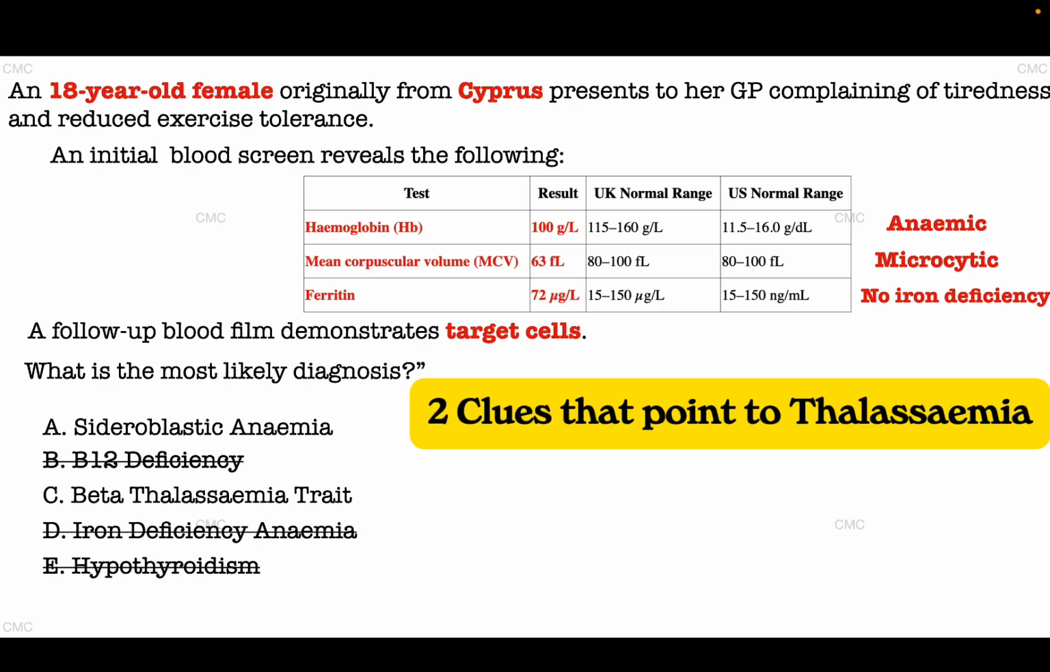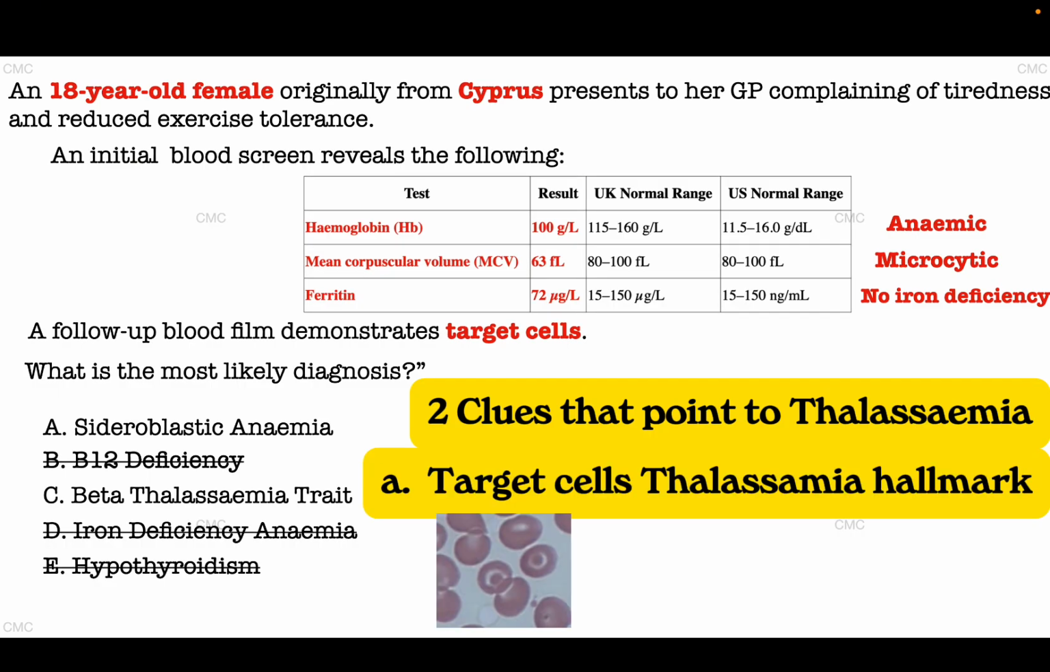The two important clues that point to an answer of beta thalassemia trait here are, A, the target cells on the blood film. You can find these types of red blood cells, which are also referred to as codocytes, both in thalassemia and sideroblastic anemia. However, they are considered to be one of the classic primary morphological features of thalassemia on the peripheral blood smear and a lot less common in sideroblastic anemia.